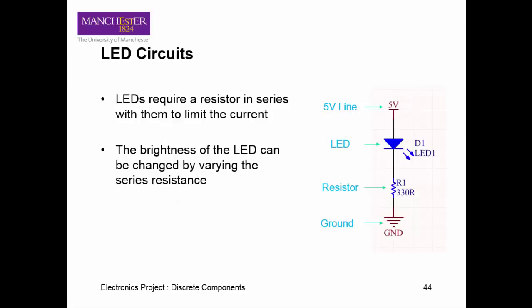LEDs usually require a resistor in series with them to limit the current. The brightness of the LED can be changed by varying the series resistance.